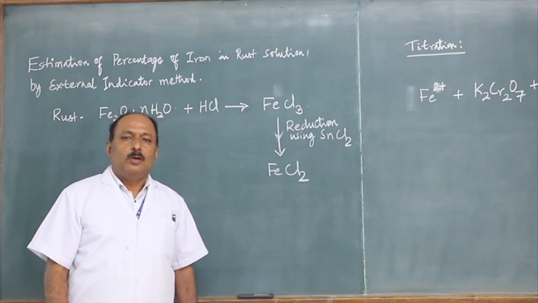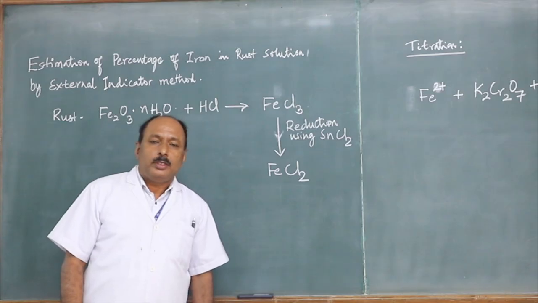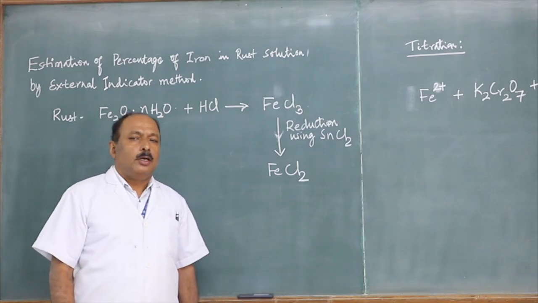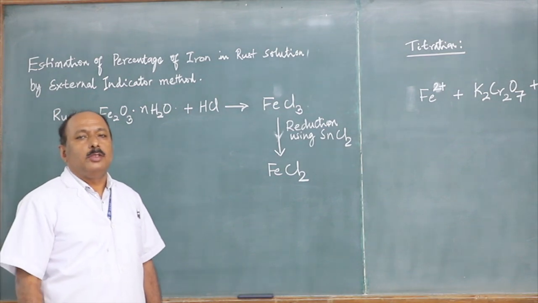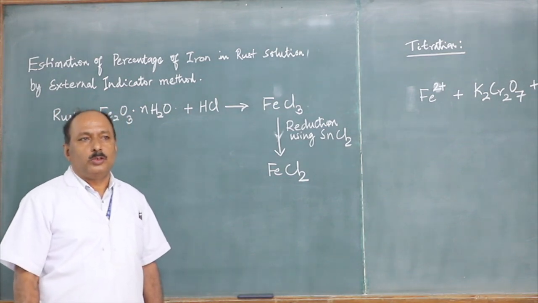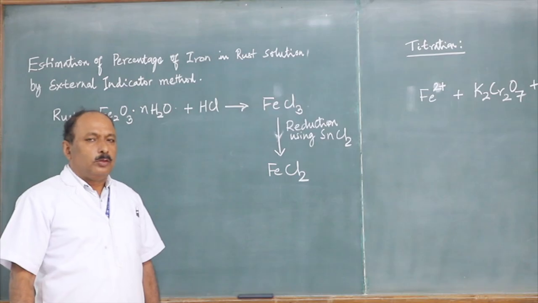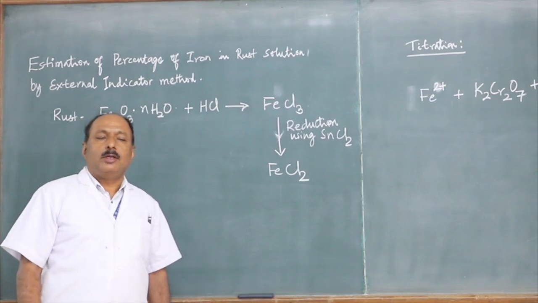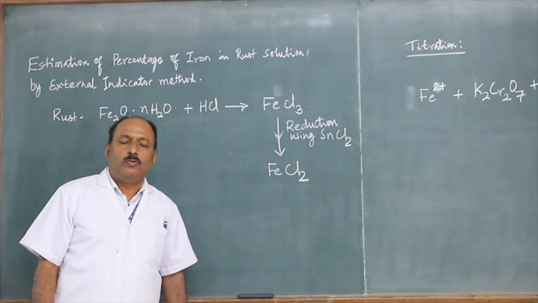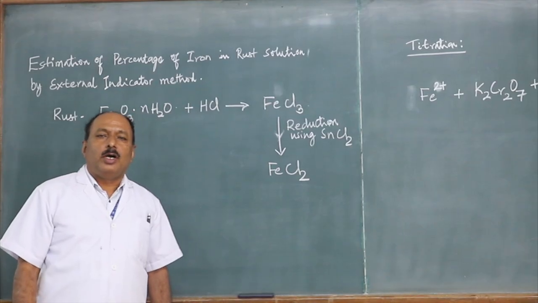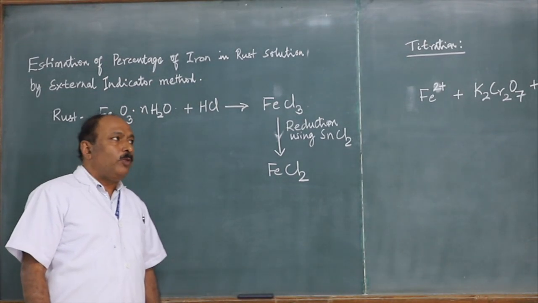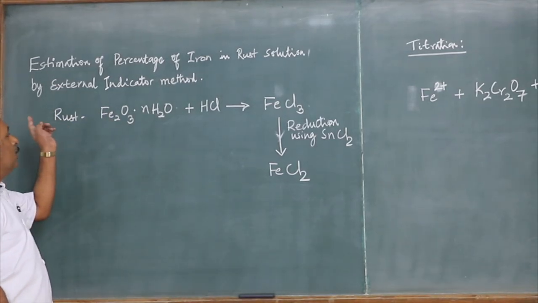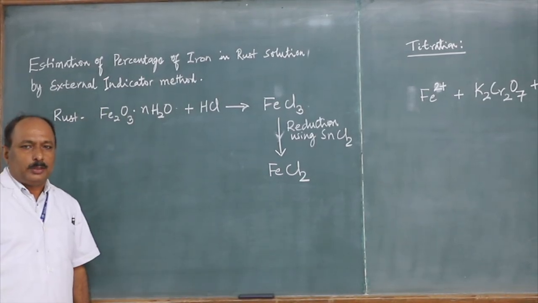rate of corrosion. One of the commonly employed methods of estimating the rate of corrosion is by determining the amount of iron that is present in the rust formed due to corrosion over a period of time. Though there are several methods available, including electrochemical methods, for determination of iron in rust, one of the commonly employed volumetric methods of estimation is by making use of the external indicator method.